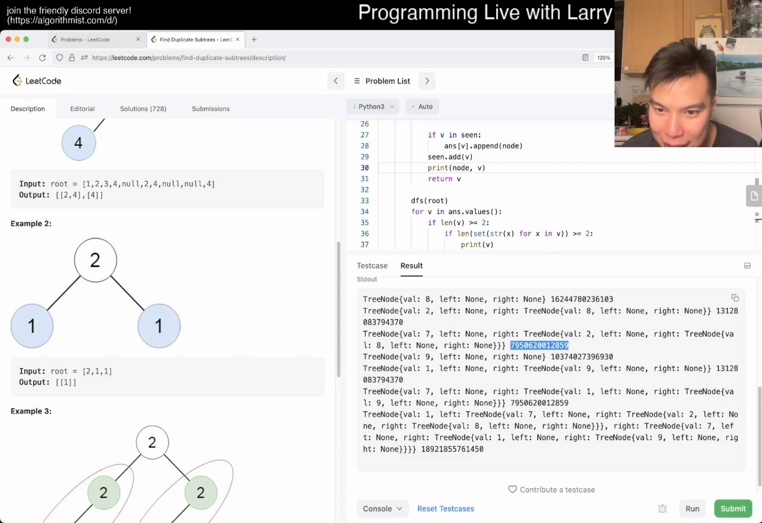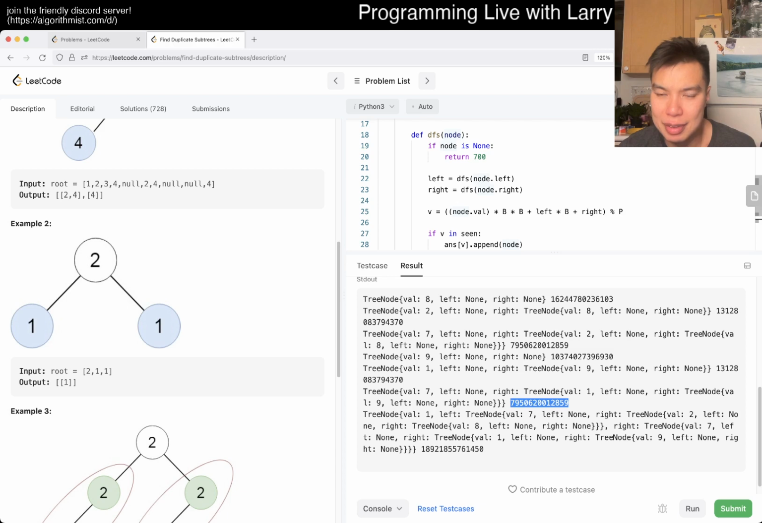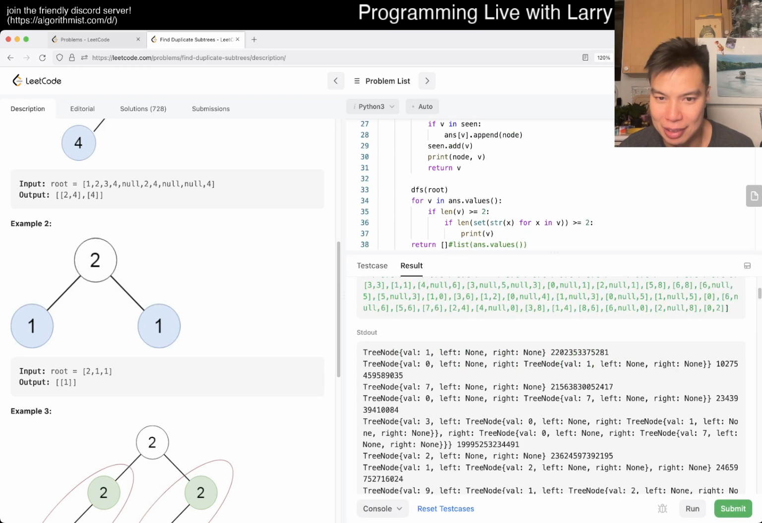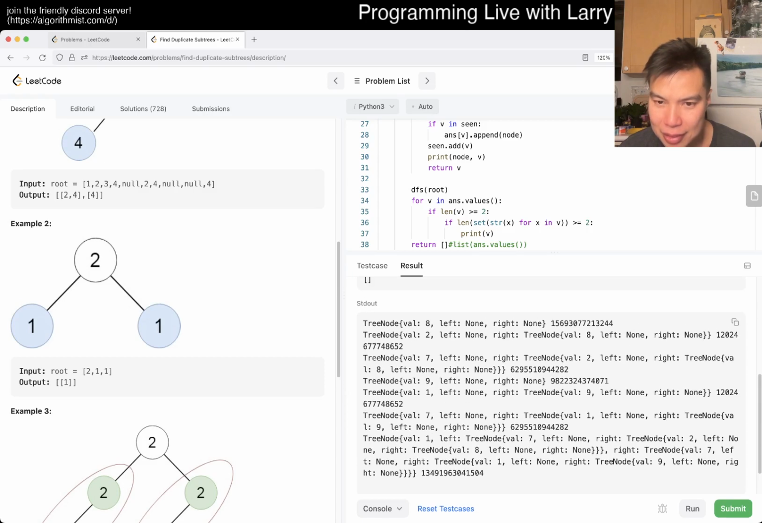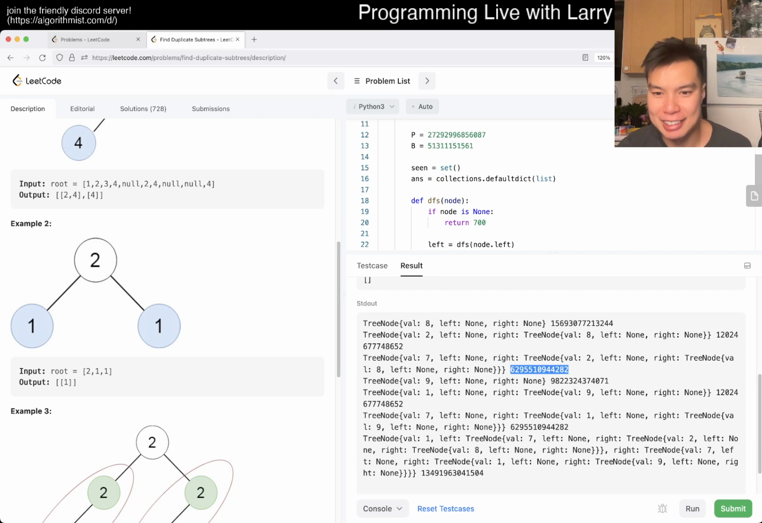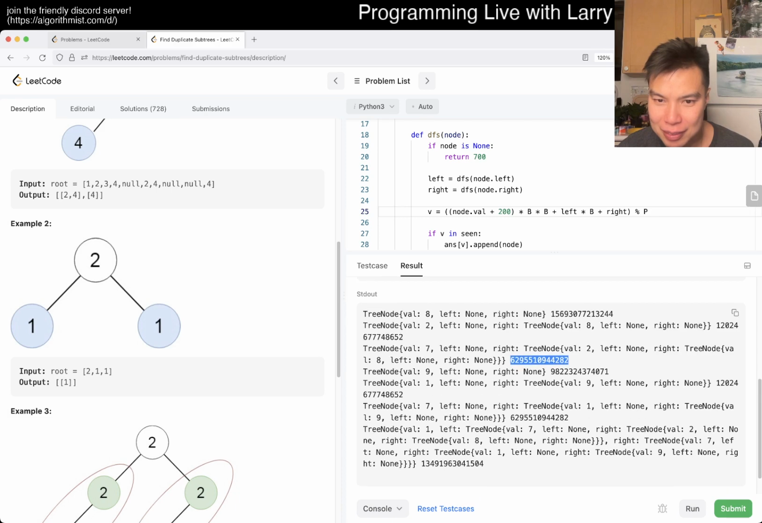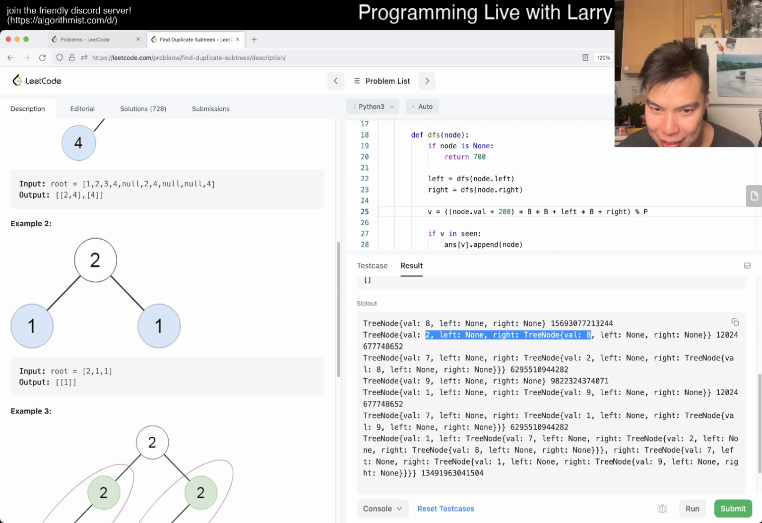729 is this big number, and then 718 is also this big number. How is that possible? No dot value. Also, if they match, then how come I didn't get... Oh no, because I'm printing nothing for the answer. Okay, I'm being silly. Why is that? 2, 8 and 1, 9 is giving me the same number.